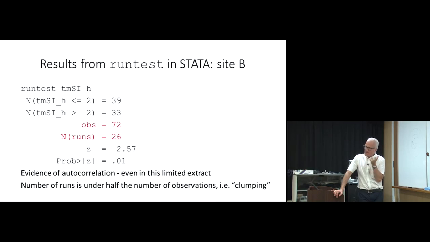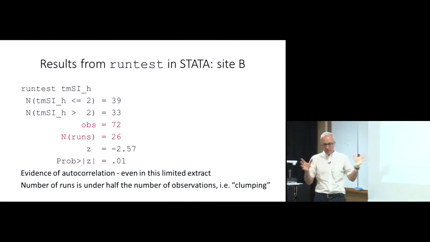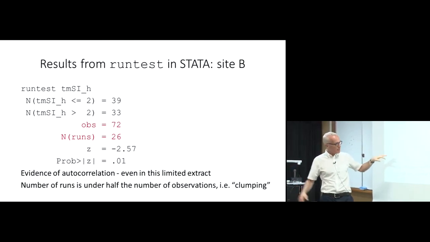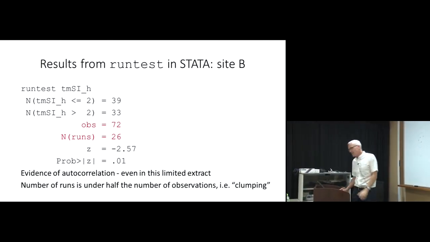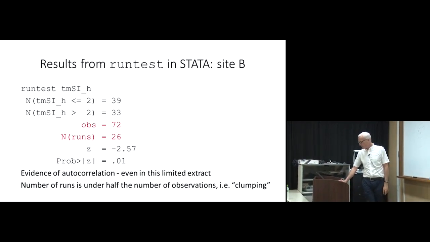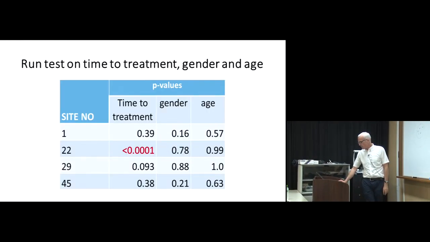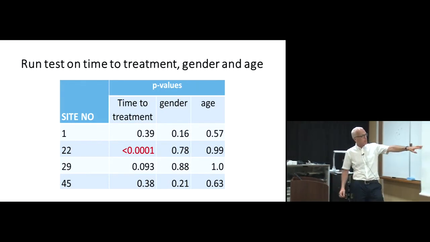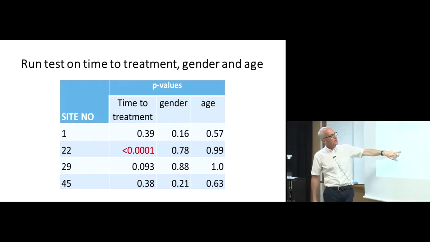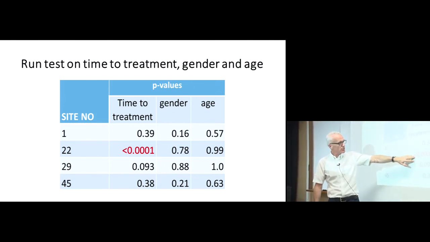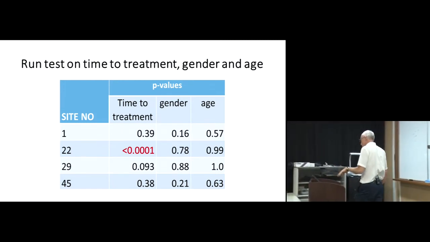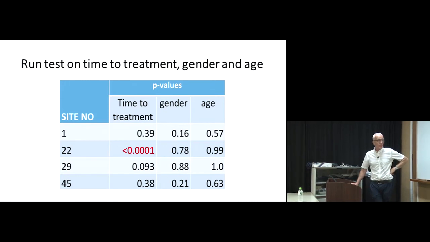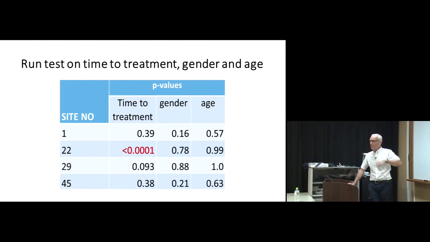And this was evidence of autocorrelation. In fact, because I could only get so much data on the slide, I didn't put all of the data, but the probability got really low. So we found an autocorrelation in this data. It was this particular hospital here, and it was time to treatment as well. The p-value for the runs test was very low. So we went to this particular hospital, and again, we found there was a problem with the data collection.